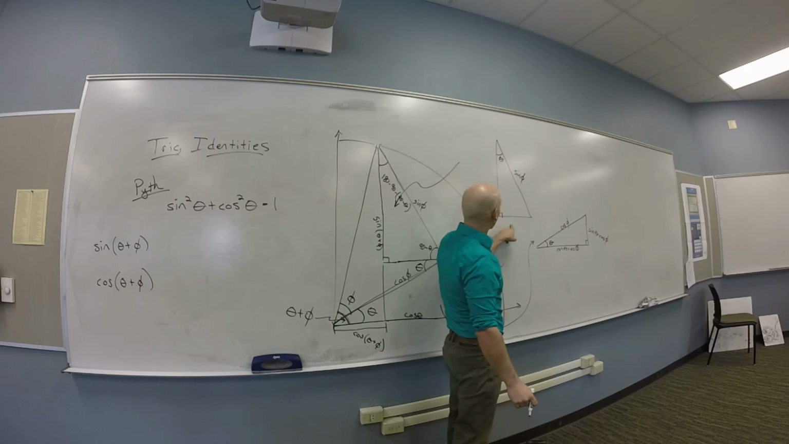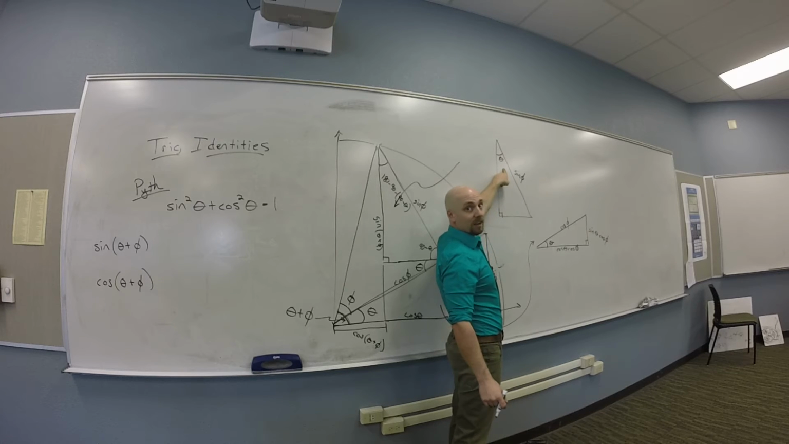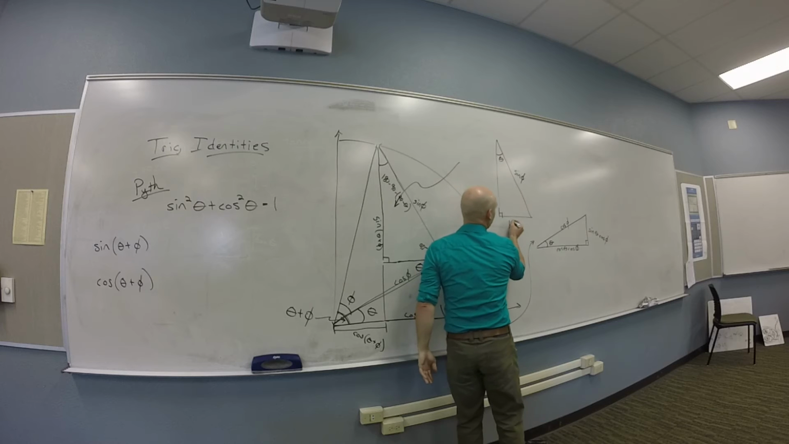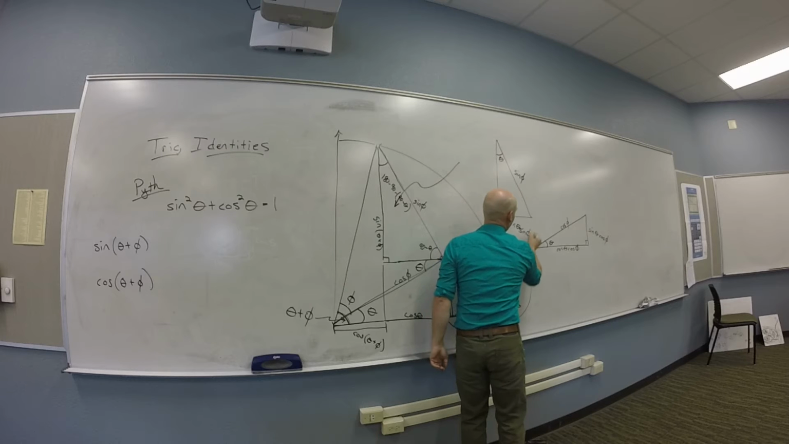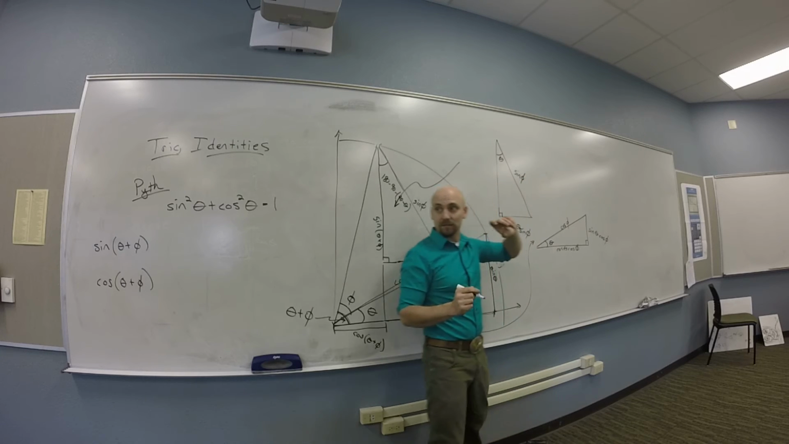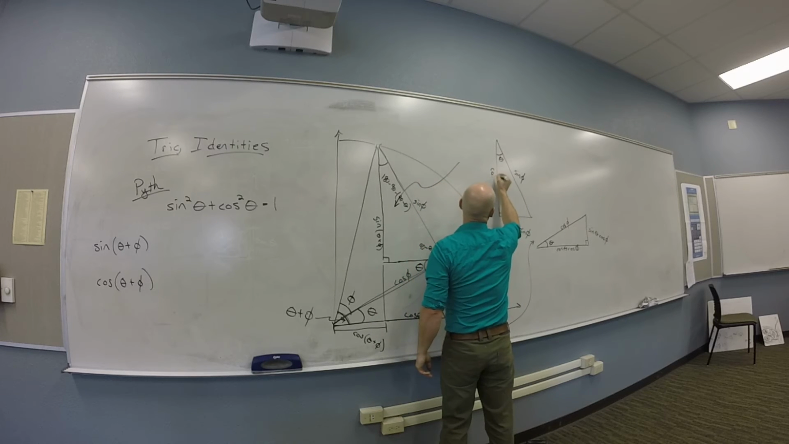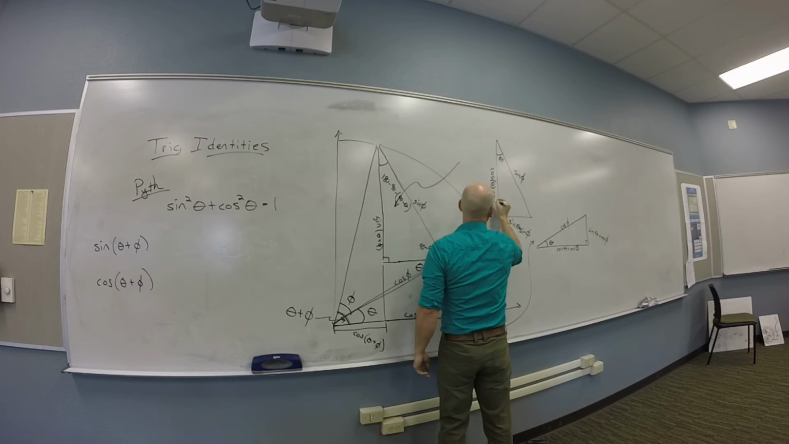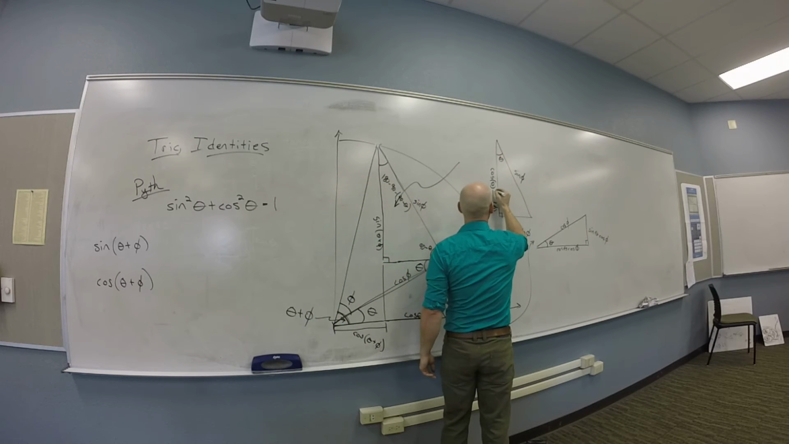Okay, so what do you know about this guy? That is going to be sine theta, because it's opposite. So that should be sine theta times sine of phi, because sine of phi is the radius here. And then this vertical guy is cosine of theta times sine of phi. Obviously it's sine of phi.